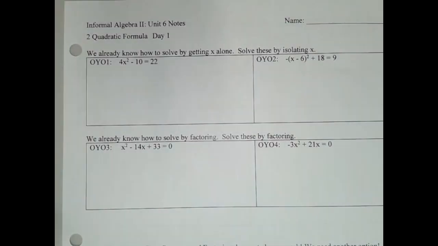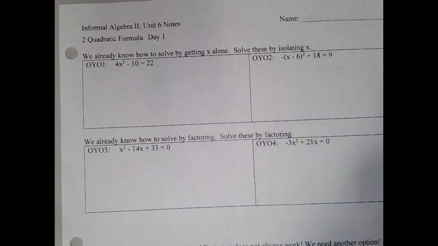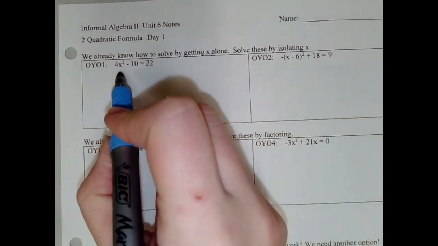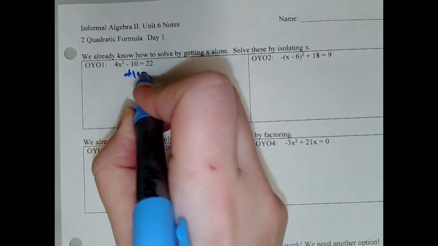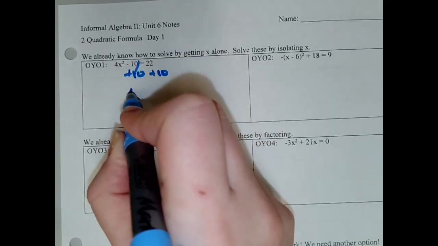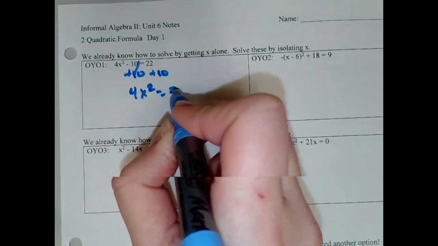Today's focus is the quadratic formula. We already know how to solve for x using other methods. For example, we just recently learned about the square root property, saying that if you want to solve for x, you first need to isolate the term that's being squared. So that gives me 4x squared equals 32.